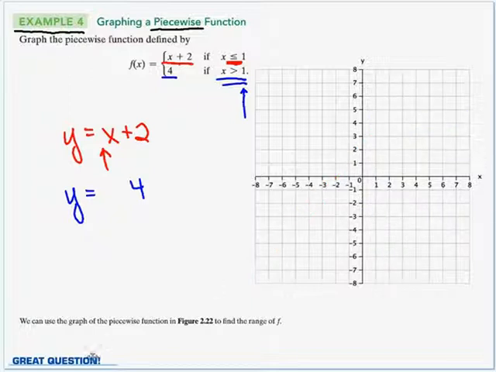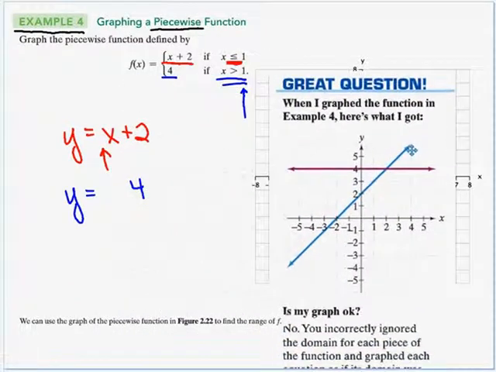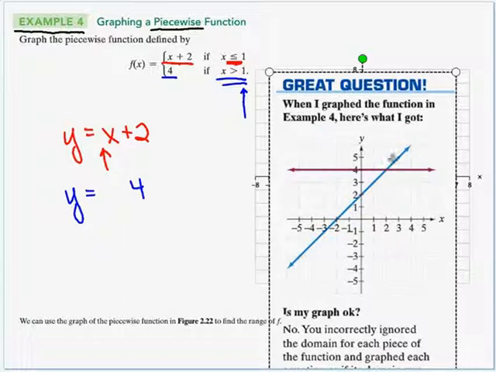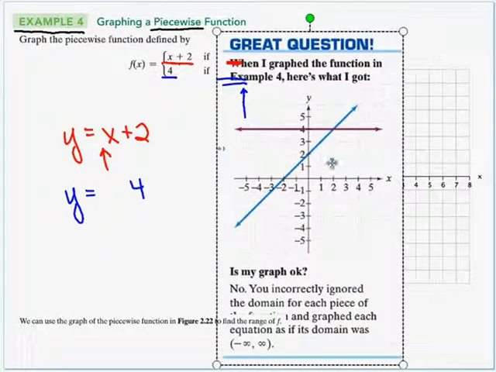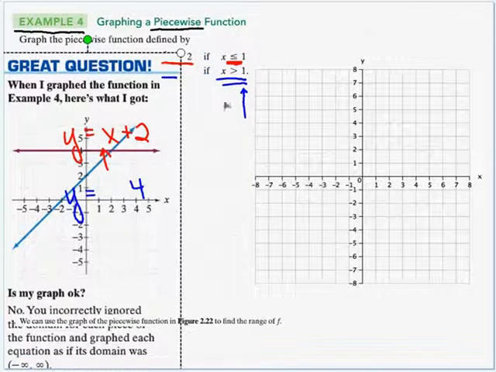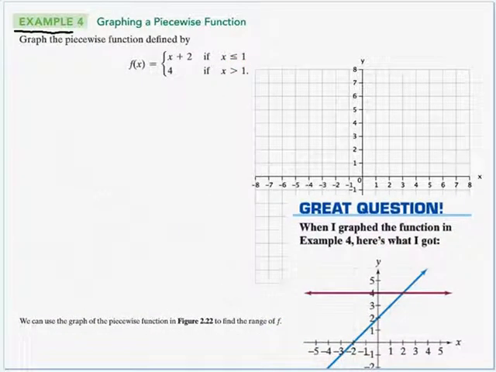And we have a question down here. What's our question? When I graph the function in example 4, here's what I got. Is my graph okay? No, you incorrectly ignored the domain for each piece of the function and graphed each equation as if the domain was negative to positive infinity. Again, so there's the graphs of both functions, but remember this number here, x is greater than 1 or less than or equal to 1, that's where you make the transition or the jump from one piece of the piecewise function to the other.